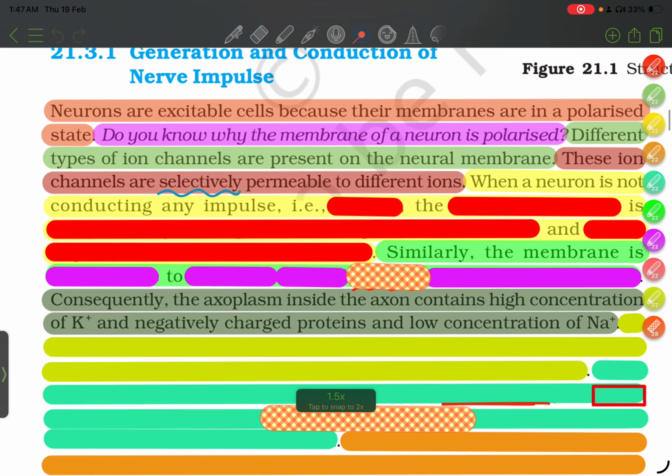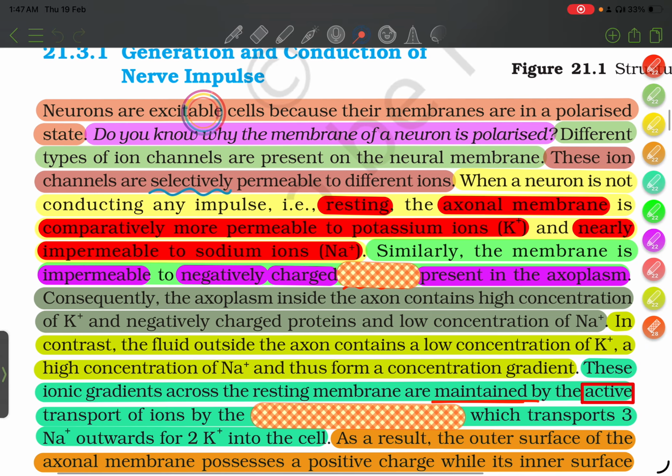Generation and conduction of nerve impulse. Neurons are excitable cells because their membranes are in a polarized state. Do you know why the membrane of a neuron is polarized? Different types of ion channels are present on the neural membrane. These ion channels are selectively permeable to different ions.